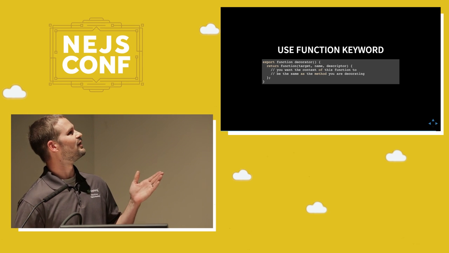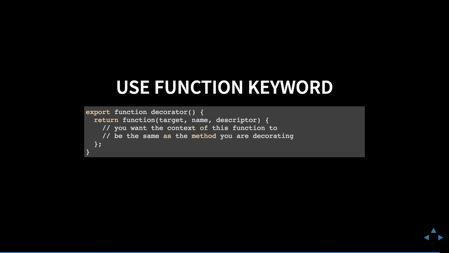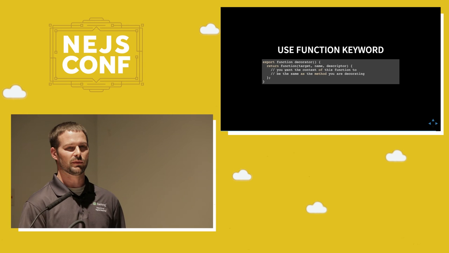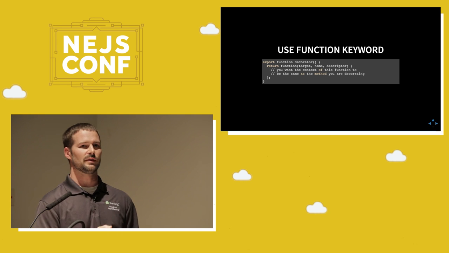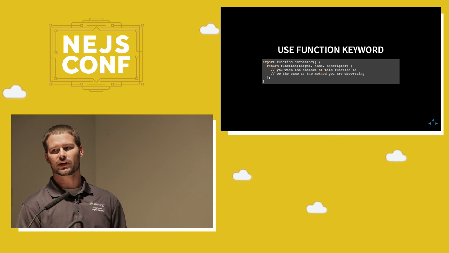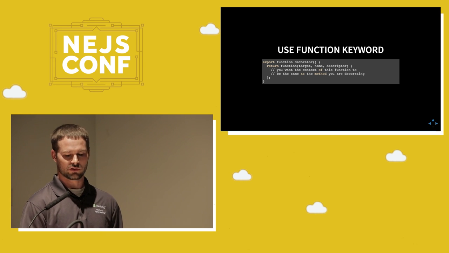If you have a function that returns a decorator function, and you use an arrow function on that inner function that you're returning, it would have the context of this outer function. And you don't want that. You want the context of this inner function to be the same context as the method you're calling. So when you decorate something, it will have the context of the thing you're decorating. And so that's why you want to use the function keyword.